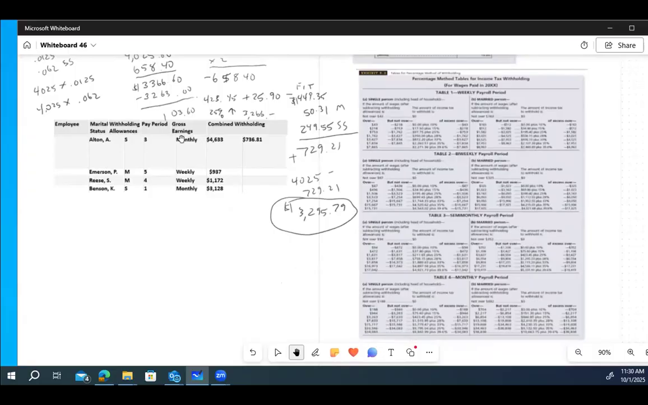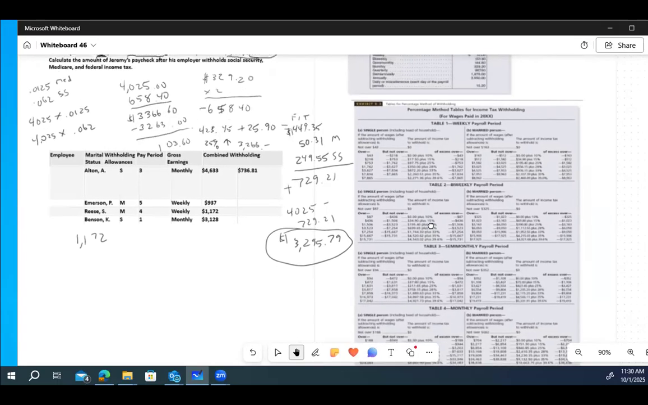Here you have a few different scenarios where you're just basically trying to find out what their withholdings are going to be for each one of these. So I'm not going to work all of them, but how about if I work the third one down, Reese? She's married with four dependents and a weekly paycheck of $1,172. So I'll put that here. And so if she's married and has four dependents and paid weekly, I can start at the top table again.